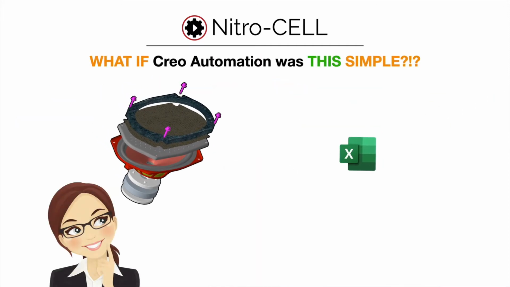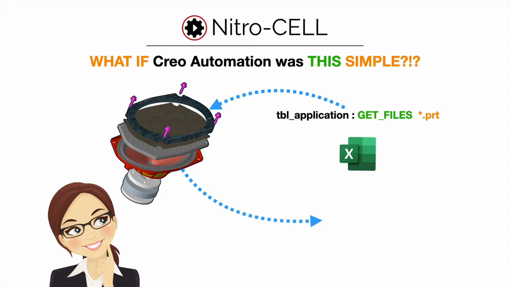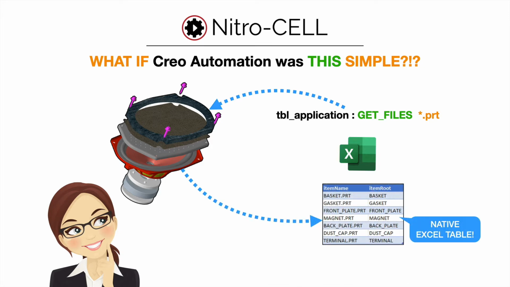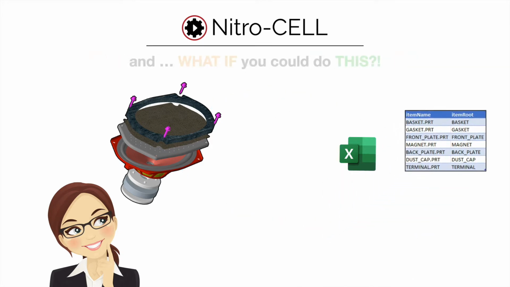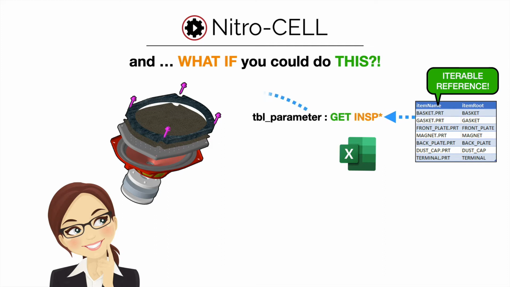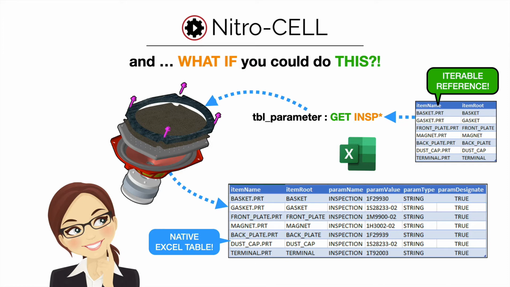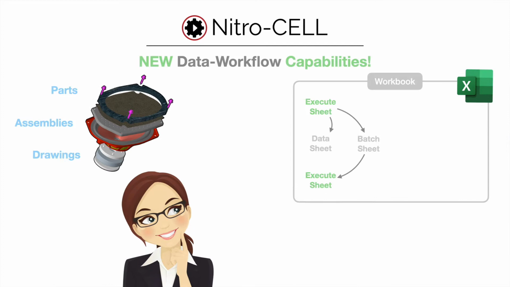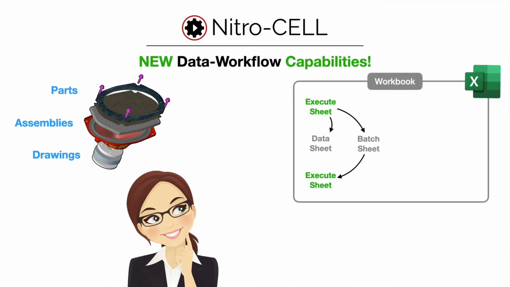But what if it was possible to do something like this? What if we had functionality that allowed you to query information out of Creo and write that data back to a native Excel table? When you have information in a native Excel table, you can then do some other pretty cool things, like, for example, use that as an iterable reference for another command to go off and query some more information and write more data back also as a native Excel table. This ability to chain information together opens up a very large set of possibilities for automation within Creo.